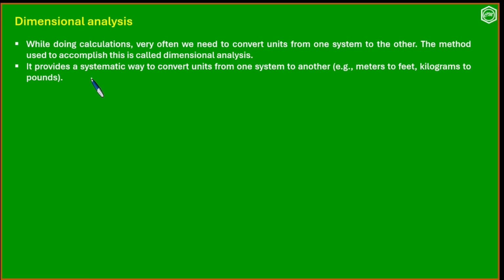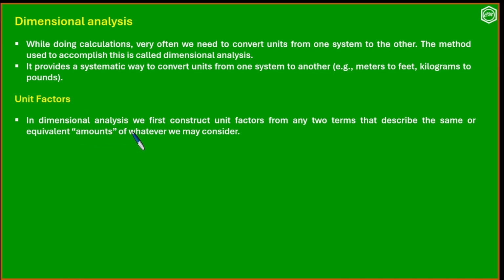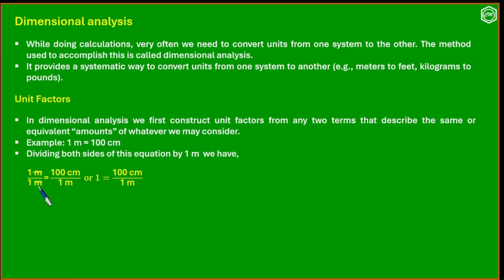centimeter to angstrom, etc. In dimensional analysis, we first construct unit factors from any two terms that describe the same or equivalent amounts of whatever we may consider. For example, 1 meter is equal to 100 centimeter. So these two are equivalent amounts, 1 meter and 100 centimeter. Now we divide both sides of this equation by 1 meter. That is 1 meter by 1 meter, 100 centimeter by 1 meter.